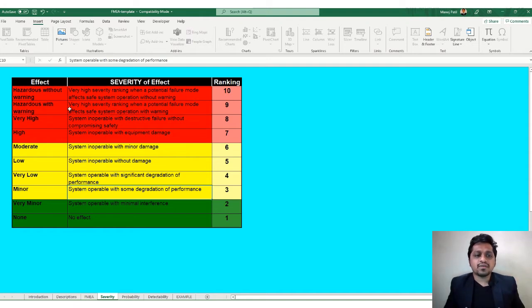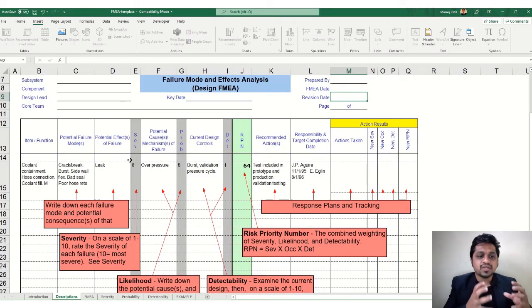Then we have different categories. We have high, then moderate, then very low or very minor, a very minor effect, and its severity is less, so we can rank it with a lesser number. On the basis of these guidelines, you should give a severity number to a particular potential failure mode. So this is how. Then here we have given 8.